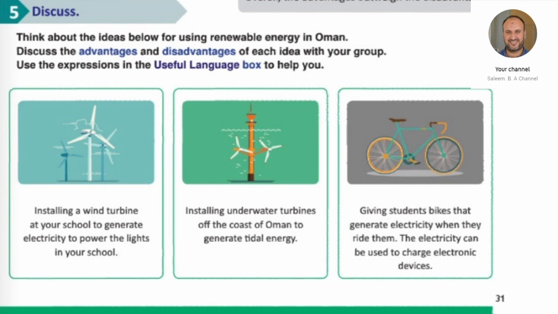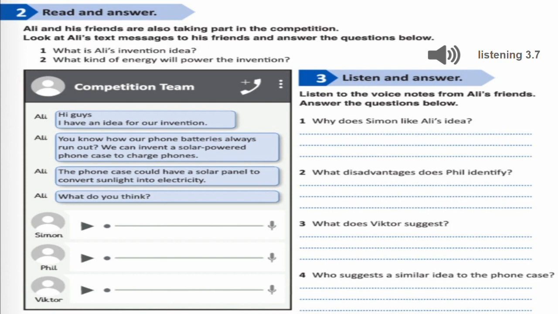Now let's move on to the next activity. Read and answer. Ali and his friends are also taking part in the competition. Look at Ali's text messages to his friends and answer the questions below. Number 1. What is Ali's invention idea? So here we have, this is a group on WhatsApp. These are the messages of Ali, so we can find the answer from this part.